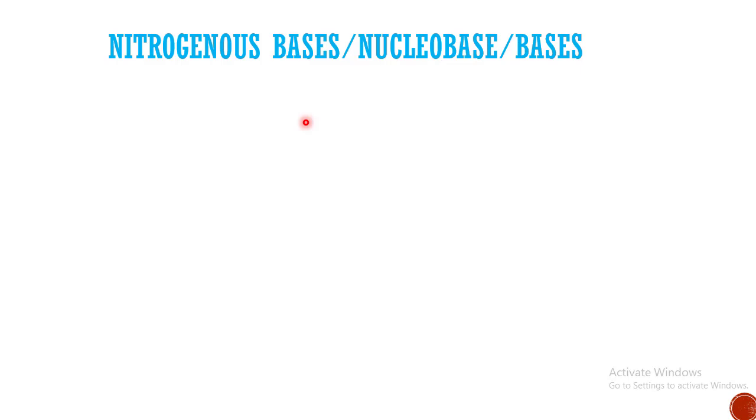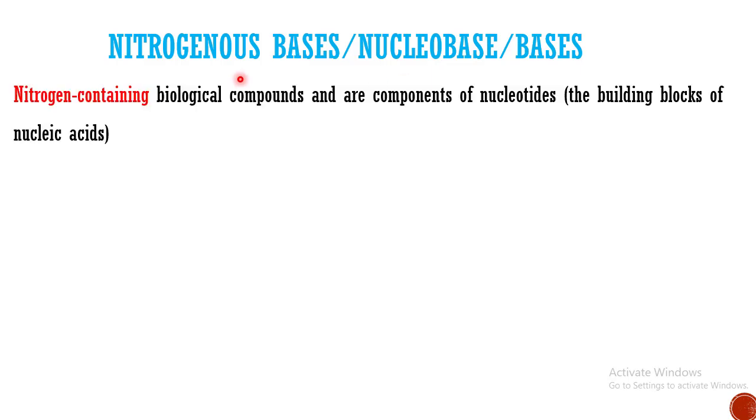So let us start with the different components of the nucleotide. As I've told you, there are three. We are going to focus on the first one, which is the nitrogenous bases. Now, if you look at the literature or the books, you are going to find three terms. Sometimes they use the term nitrogenous base, sometimes nucleobase, and sometimes only bases. But these three things, the bases, the nucleobase, and the nitrogenous base, refer to one and the same thing.